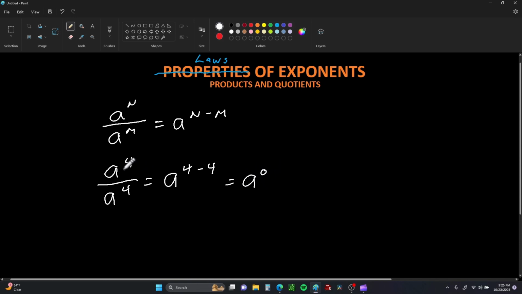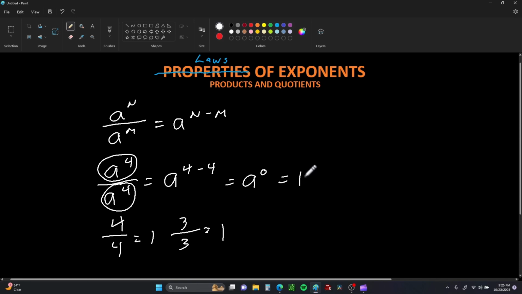And the consequence of this is that whenever you have one number over the exact same number, for example, if I had 4 over 4, this would equal 1. If I have 3 over 3, this would equal 1. And a to the 0 power equals 1 because a to the 4th divided by a to the 4th would also equal 1. So the reason that we get this rule, anything raised to the 0 power equals 1, stems from the law of exponents involving quotients where the numerator and denominator are the same, and it results in us getting a 1. Let's take a look at some other consequences.